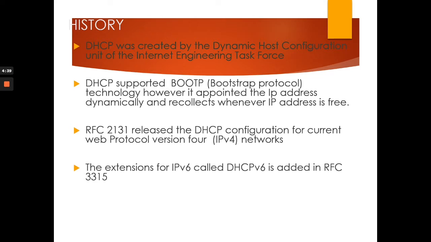DHCP follows the same technology as the bootstrap protocol, however it is slightly different as it assigns the IP address dynamically and reclaims them whenever the IP address is free. In RFC 2131, DHCP configuration added support for Internet Protocol version 4, and in RFC 3315, they added support for Internet Protocol version 6, also known as DHCP version 6.